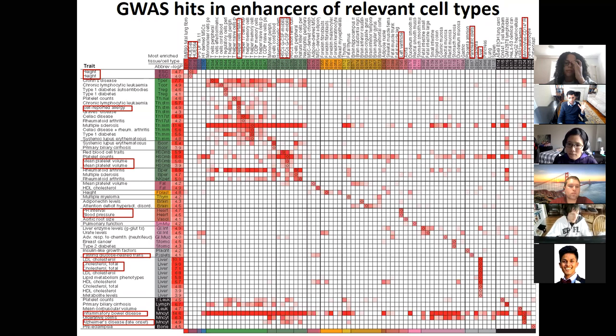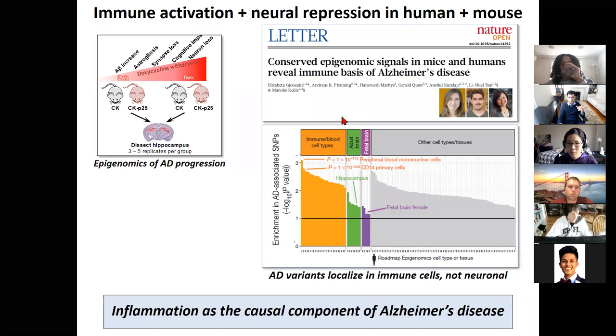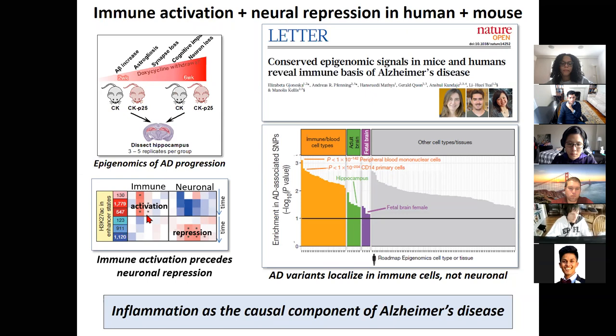And indeed, we published a companion paper also in Nature that basically looked at these conserved epigenomic signals in mice and humans, revealing the immune basis of Alzheimer's disease. So what we basically found is that if you look at mice, the changes that are happening in immune functions are in fact happening much earlier than the changes that are happening in neuronal function, suggesting that genetic variants associated with Alzheimer's might actually first act through the microglia and only then act through the rest of the brain. And we've now repeated this analysis by actually sorting cells and showing that indeed this is localizing specifically in the microglia, the resident immune cells of the brain.